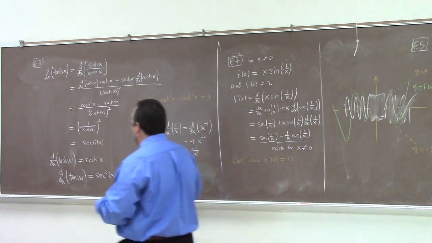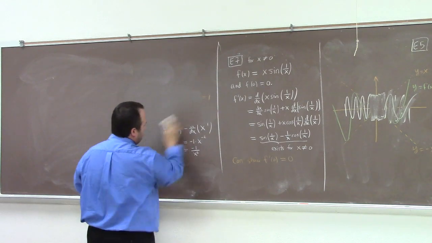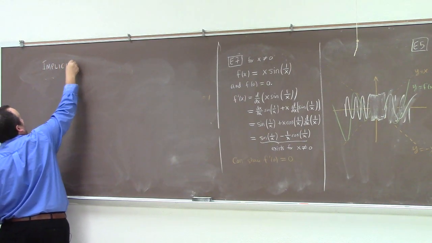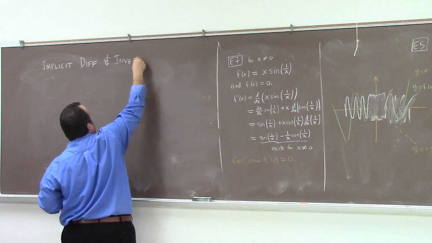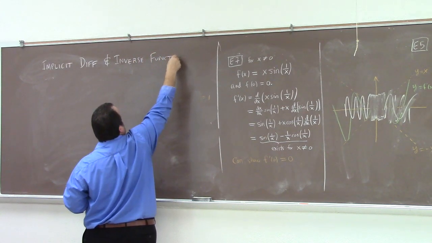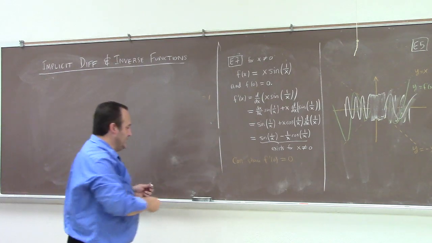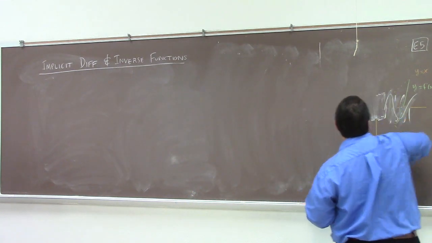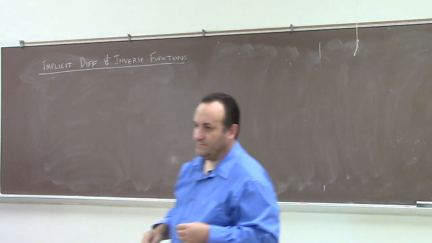So, moving along. We have now reached implicit differentiation. Woo-hoo! So, implicit differentiation and inverse functions. You notice we haven't talked about how to differentiate something like inverse sine yet? Well, we're about to do that. Now, what does the word implicit versus the word explicit mean? Do you guys know?